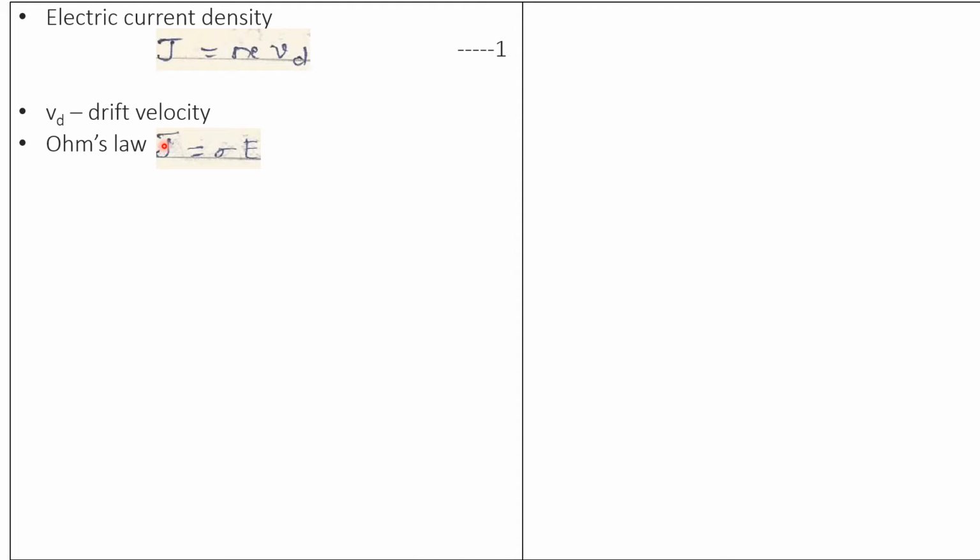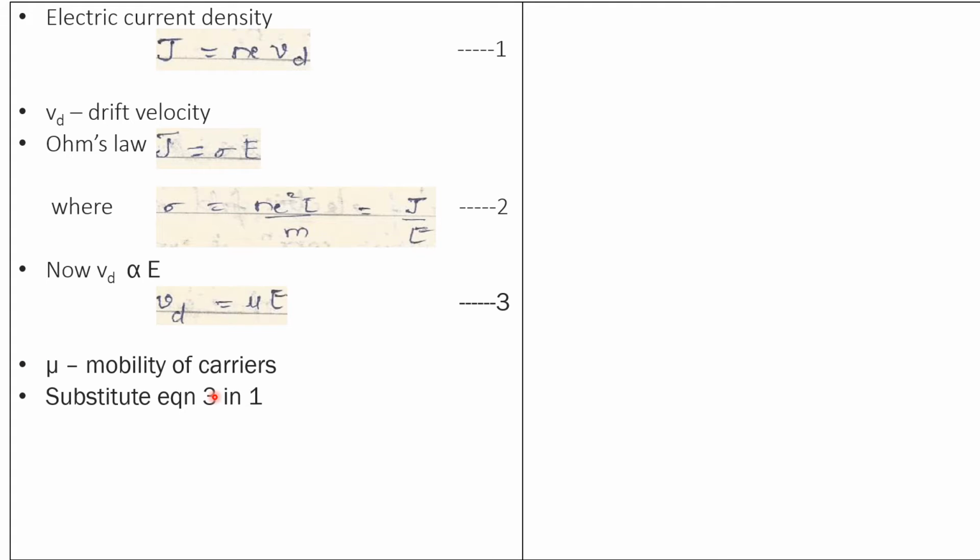Electric current density is given as J = N e V_D, equation 1, where V_D is the drift velocity. Ohm's law can be given as J = σE, where σ = N e² τ/m, which we had derived in electrical properties of metals. So this can be also written as J/E = σ, equation 2.